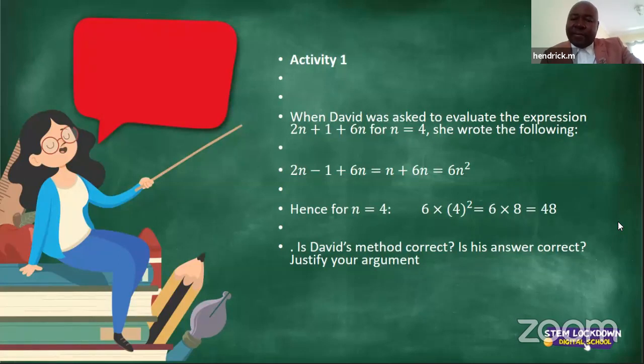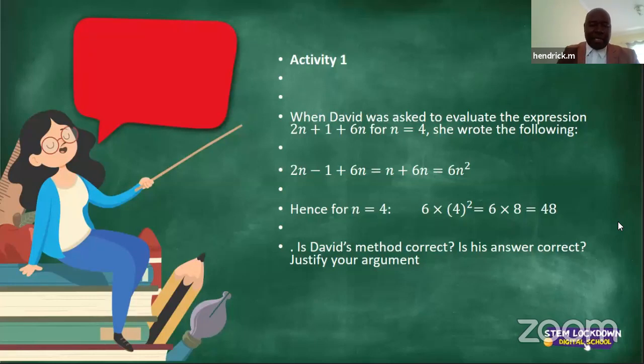Now, the key question is as follows. Is David's method correct? Is this answer correct? Justify your argument. Now, I want you to look at the expression 2n plus 1 plus 6n and solve it. Thereafter, I want you to substitute the value of 4. Where there is n, you must put 4 and give me the final answer, and tell me whether David's method is correct. If you agree with David, you might as well raise your hand now. But even if you don't agree with David, you are correct to tell me, and I want you to tell me what is the correct method.